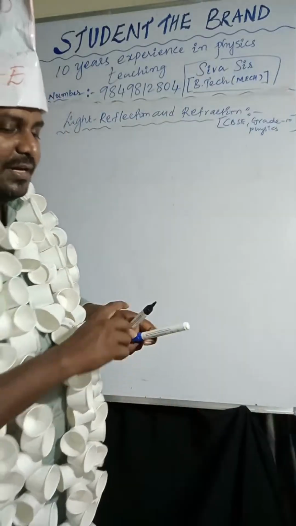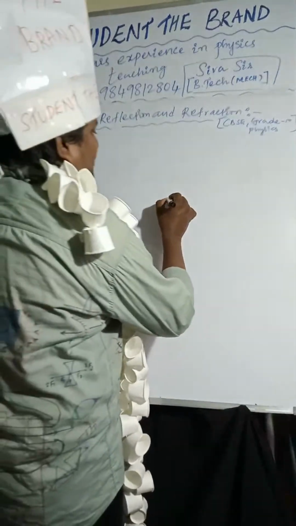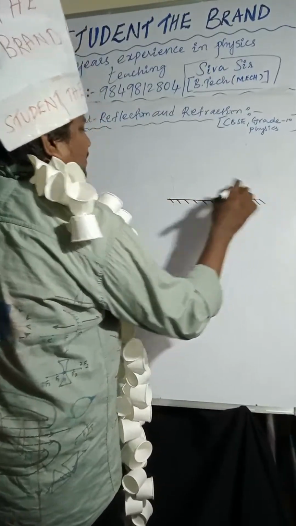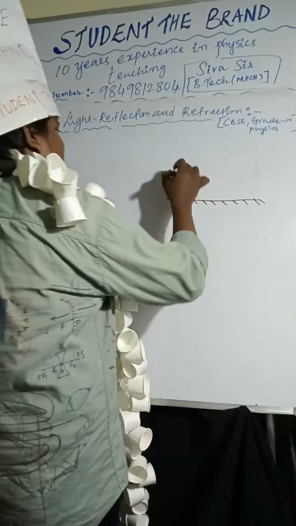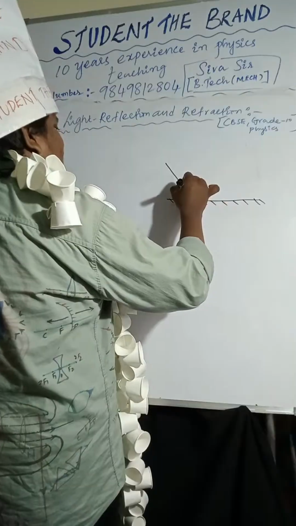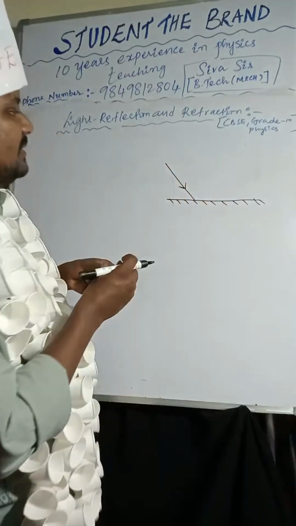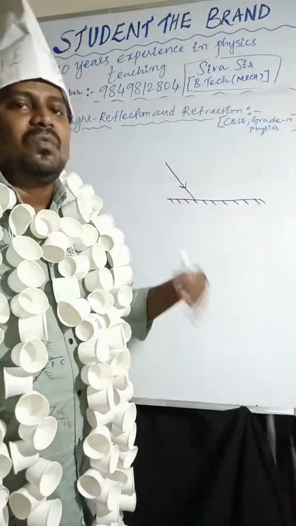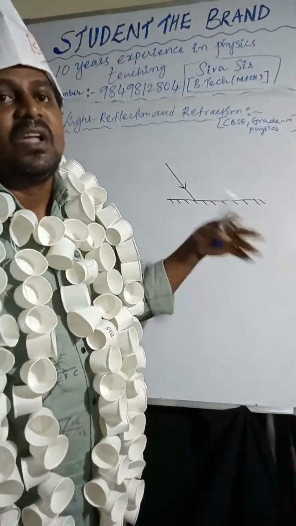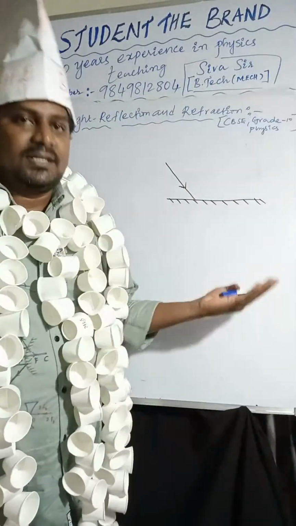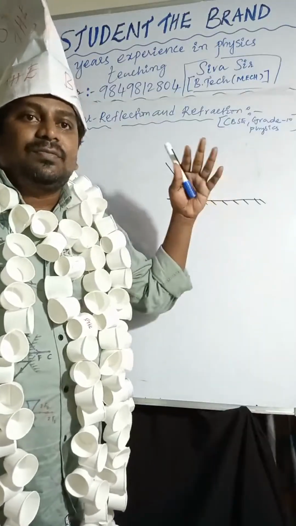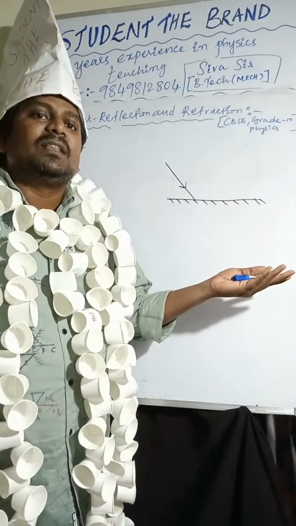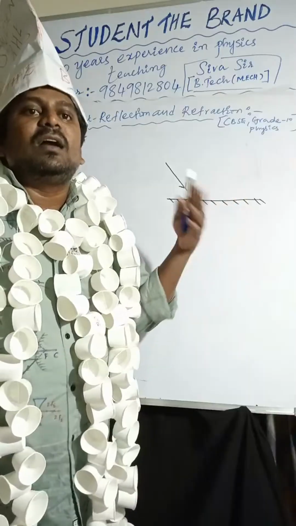Now I am considering a plane surface. The light ray is incident on the plane mirror. The mirror is called a reflector here. Why do we say the mirror is a reflector? Because the mirror is reflecting the light. That's why it is called a reflector.